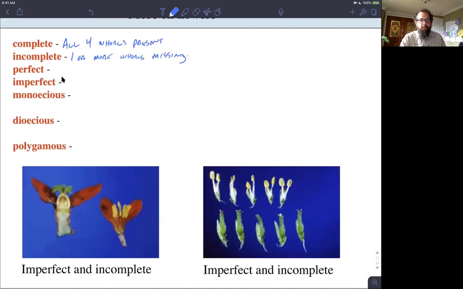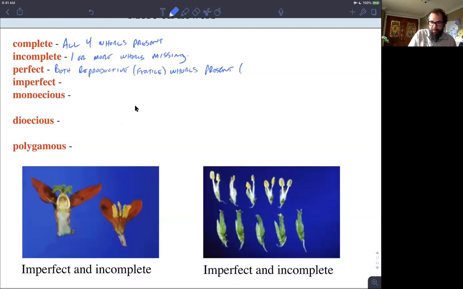We can also describe whether the plant is hermaphroditic or not. And we call hermaphroditic flowers perfect. So these are both reproductive, both sexes are present. So both reproductive whorls are present. Or I guess both fertile, I should say. Fertile whorls are present. So both stamens and pistils.